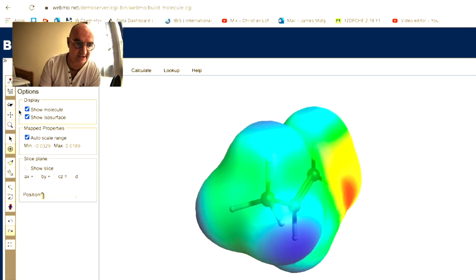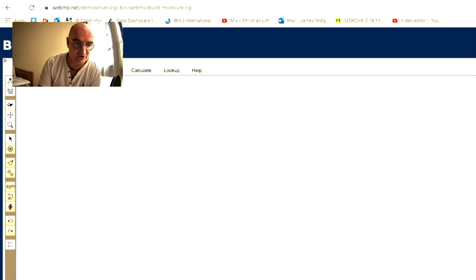But we don't want to do that today. What we want to do is have a look at how we can actually get different data, particularly bond angle, from this software suite, which is WebMO, or WebMO as we like to call it.